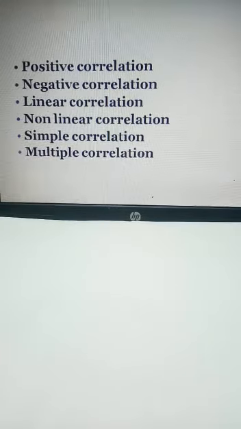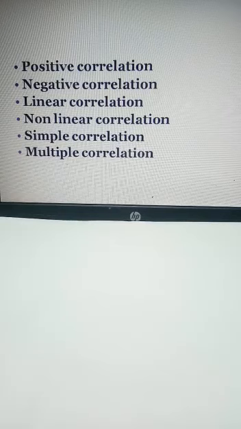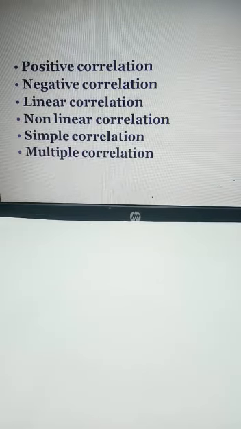For example, we want to study the relationship between yield and rainfall, temperature, or fertilizers together. When we want to see the relationship of the yield among these three, then we can say we are going to study the multiple correlation. So these are the various types of correlation.